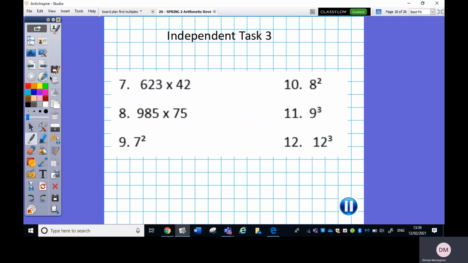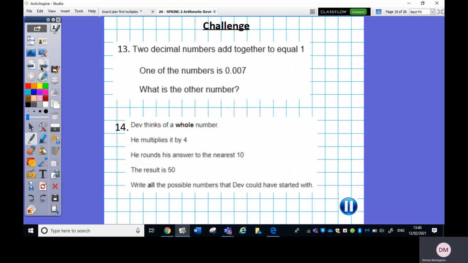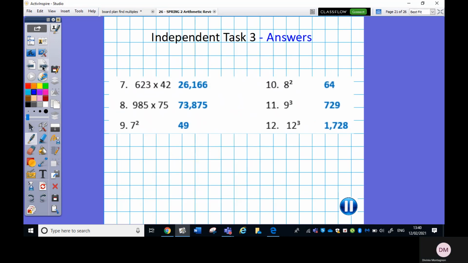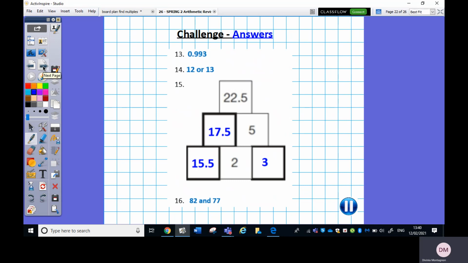So 5 cube equals 125. Now time for your independent task. I'd like you to complete these and then unpause to continue on to the challenge if you would like. So we have 13 and 14 and 15 and 16. Unpause to go through the answers. Here are the answers for questions 7 to 12. And then for 13 to 16.